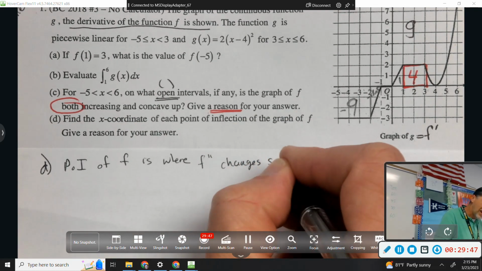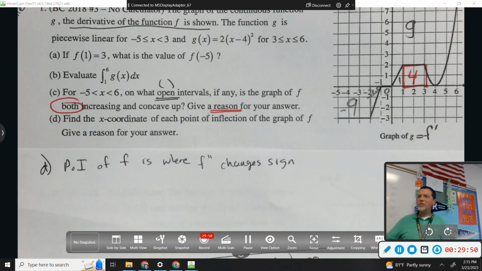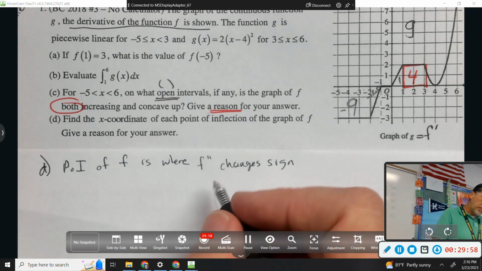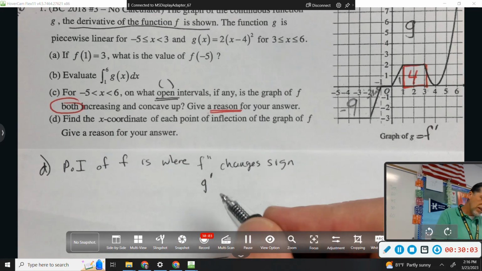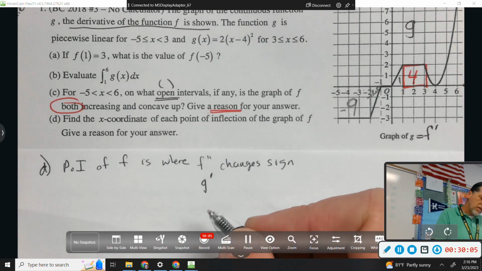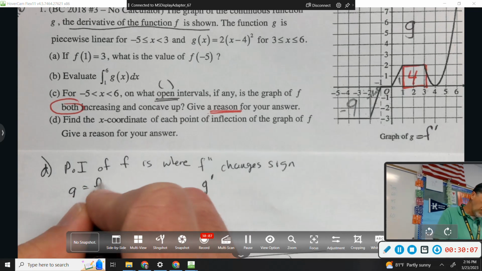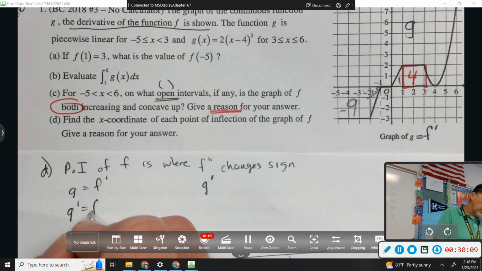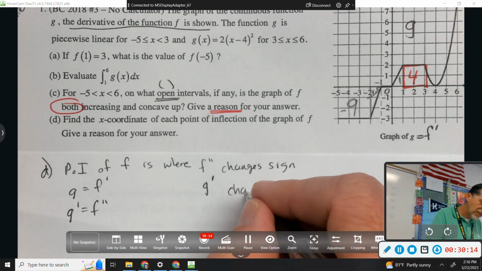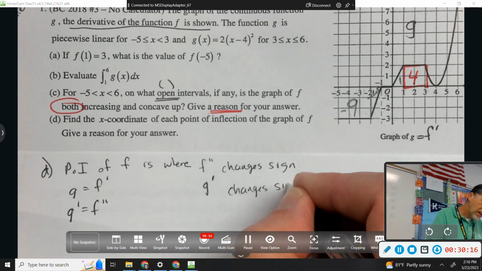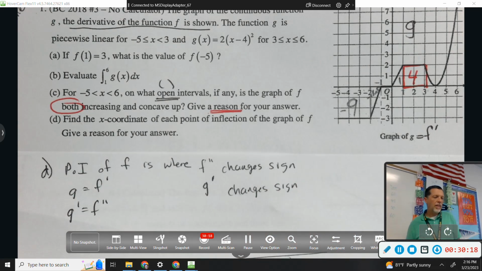Because if you start saying the slope of G, I don't know, that might not even be right. Let's just start with what we know. The slope of G is F double prime. Let's see, f double prime is the same thing as g prime, right? Because g was equal to f prime, so g prime is equal to f double prime. So where g prime changes signs, that would mean the slope of g changes signs.